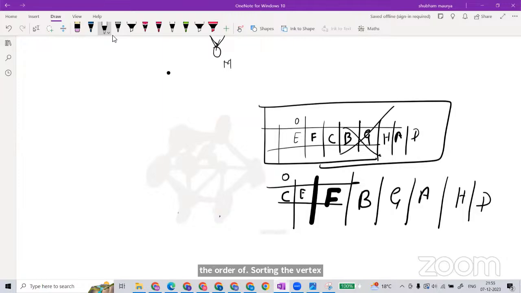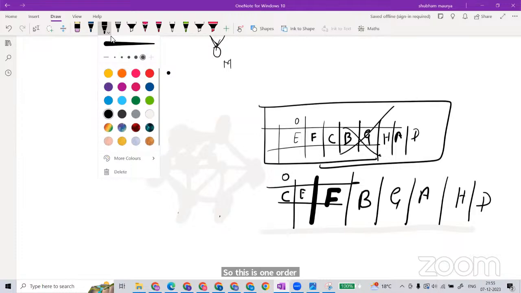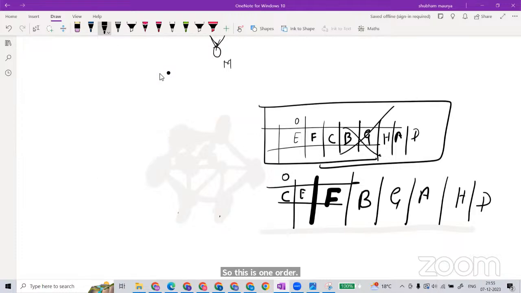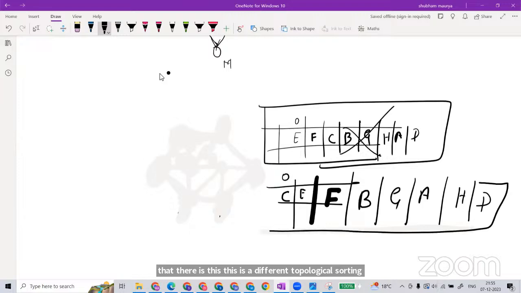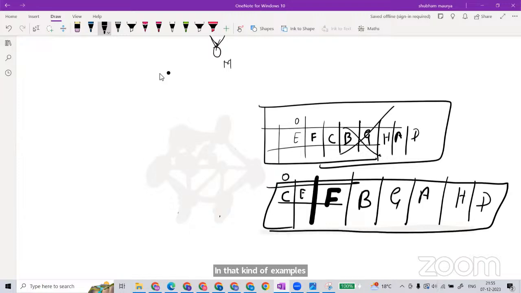So this is one order. See that this is a different topological sorting. In that kind of example, there are too many orders. Yes, topological sort. So this is one sorting, and this is another one. Many orders are there.